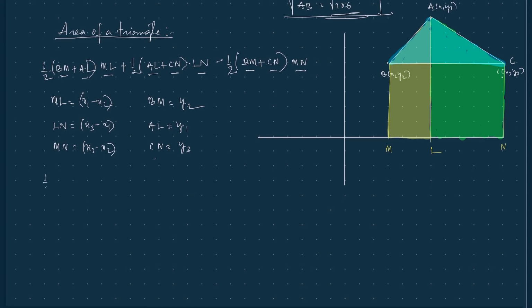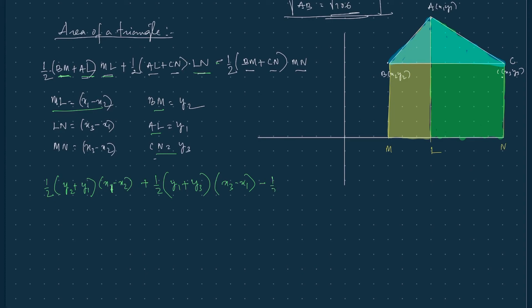So this will be half into, what is BM? BM is equal to y2 plus what is AL? AL is equal to y1. What is ML? ML is equal to x1 minus x2. Now similarly half into, what is AL? AL is equal to y1 plus what is CN? CN is equal to y3 into what is LN? LN is equal to x3 minus x1.